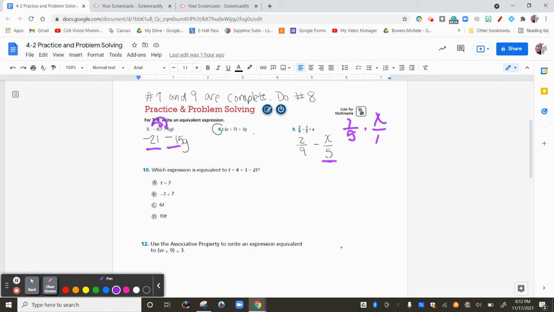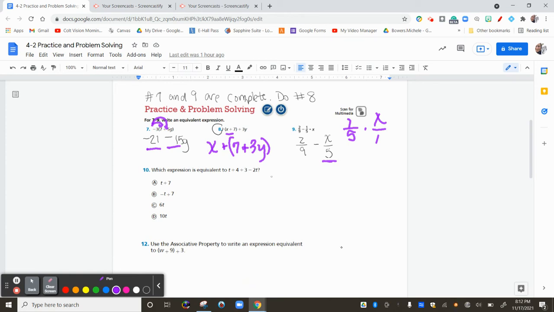So in number 8, it says to write an equivalent expression, but the expression here is I'm adding x plus 7 first, and then I add 3y. Well, none of these things are like terms, so I really can't do anything to them except move the parentheses. So I can use the associative property, and instead of saying x plus 7 first, I can change the parentheses to do 7 plus 3y first and have the plus x over here. So that's one example of an equivalent expression for number 8.